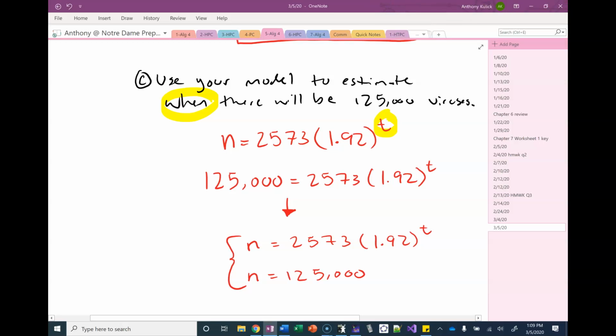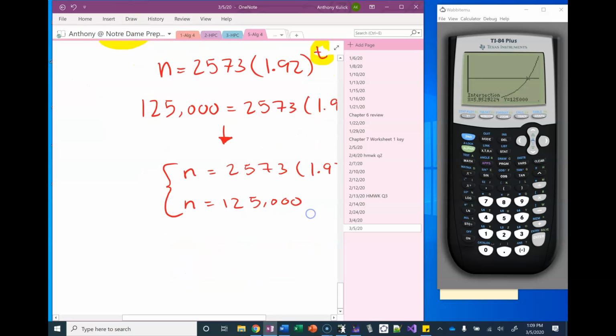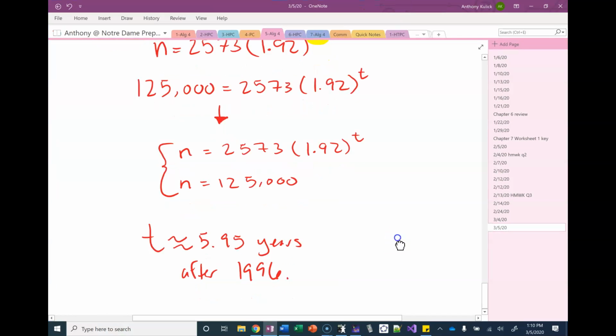So there's my answer. What is my value for t then? It's the same as my value for x, or about 5.95 years after 1996. Is everybody okay there? Okay. Let's do another example.